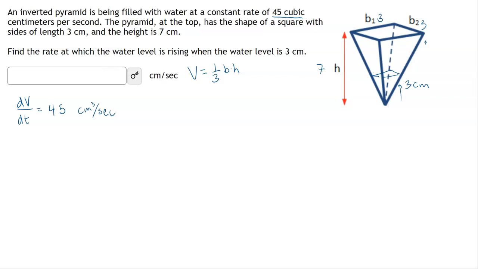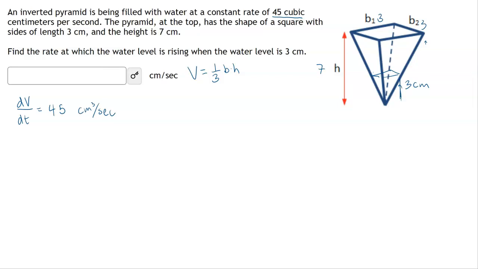What else do we know is the pyramid at the top has a shape of a square with side length 3, so we already kind of put that into the picture, as well as the height of 7. And finally, we know that we're going to be interested in the rate of change when our height is specifically at 3 centimeters.